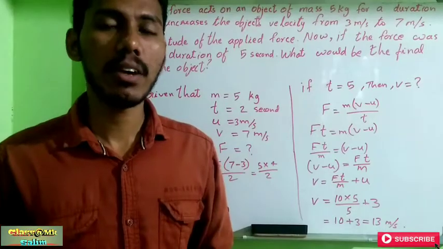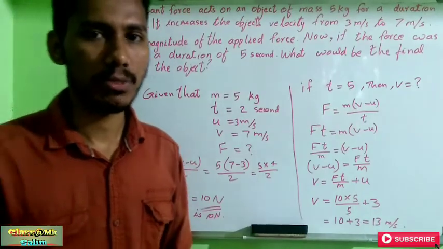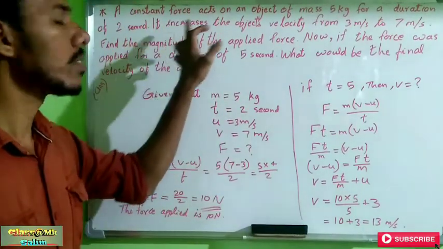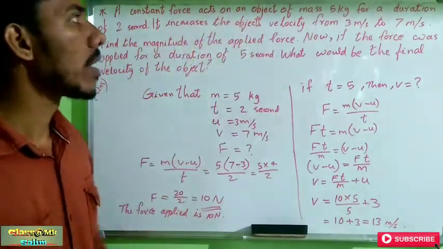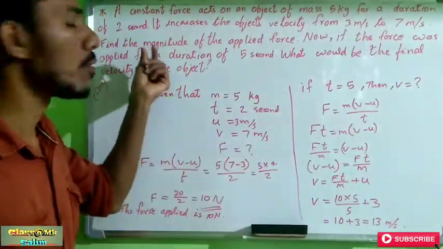Then we have to find the answer to this question. First, read the question carefully. A constant force acts on an object of mass 5 kg for a duration of 2 seconds.